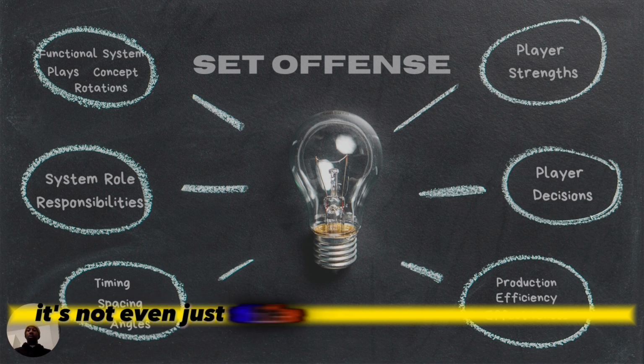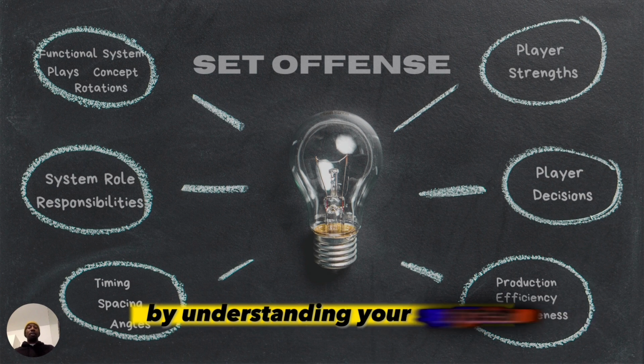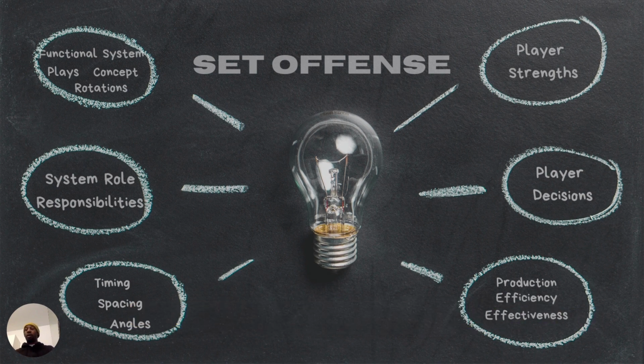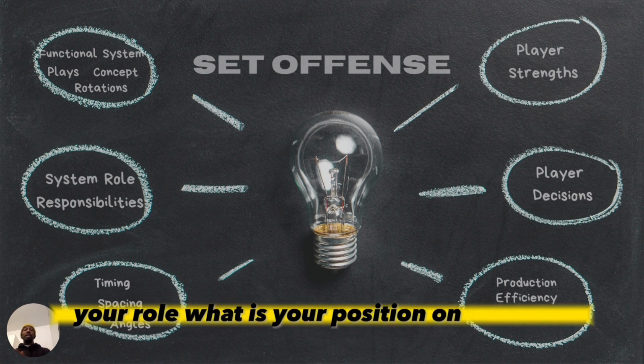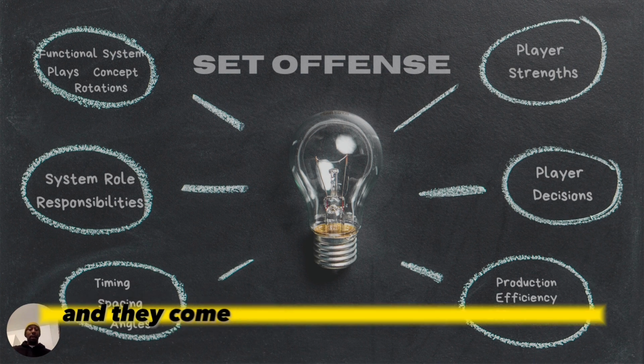It's not even just the defense in a basketball game; it's the defense in practice. Because at the end of the day, we have to get those goals first. We have to get playing time, minutes, starting positions. So we compete, and this is how we compete: by understanding your system, roles, and responsibilities. Your role, what is your position on the court? You're shooting guard, small forward, power forward, center, point guard. These are all different roles and they come with different responsibilities.